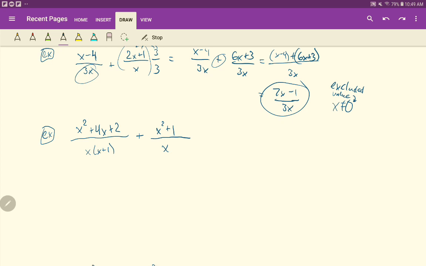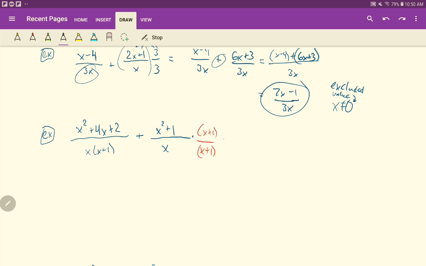All right, next one. Again, we can see we do not have common denominators. However, they both have an x, right? But one of them is missing something that the other has. This denominator here does not have that x plus 1. So we're going to fix that by multiplying the top and bottom by x plus 1 over x plus 1 for this fraction on the right here.